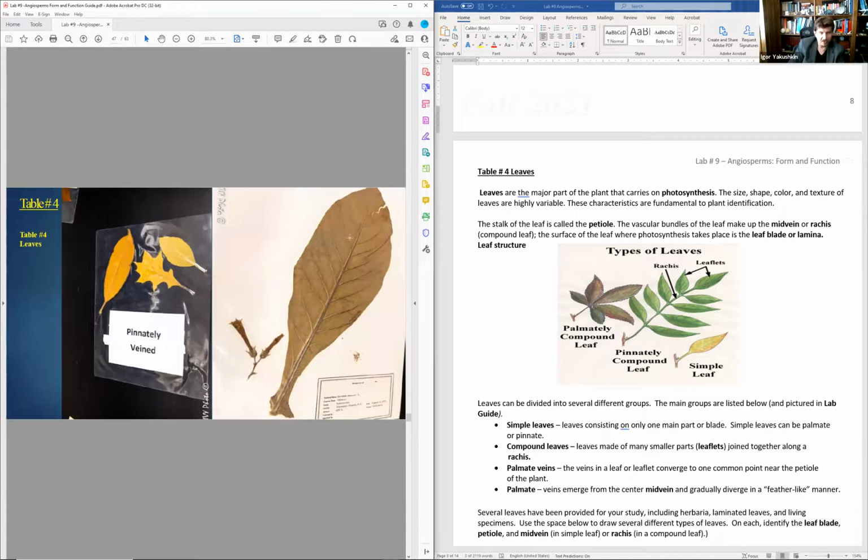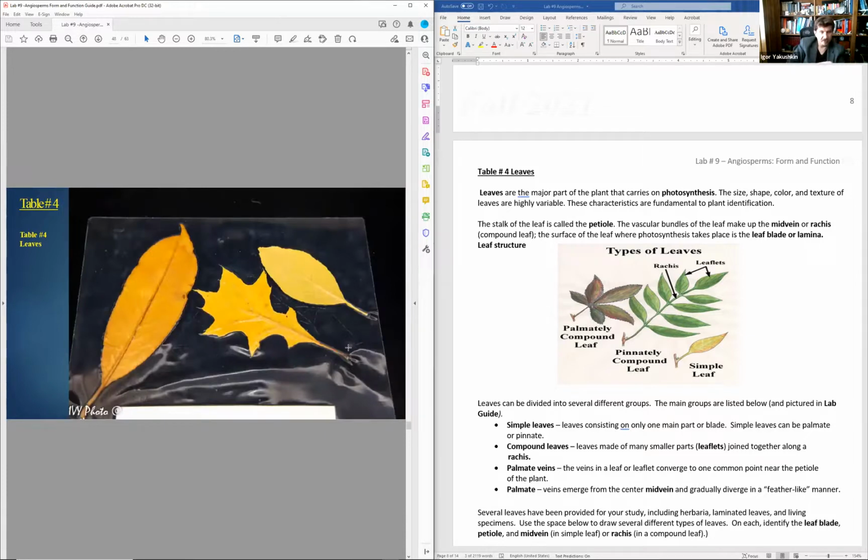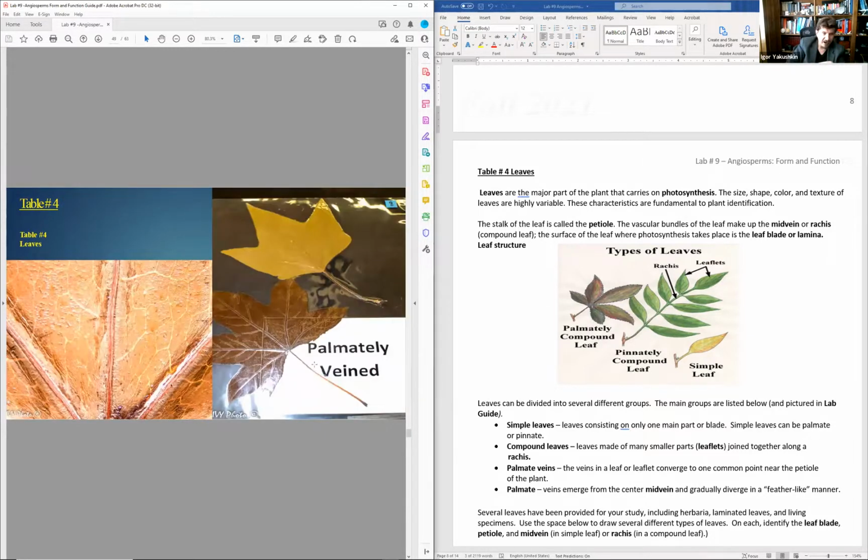So here we're looking at the pinnate venation, right? That's a tobacco leaf. Again, more of the pinnate. And now we're looking at the palmate. The petiole comes in and then spreads into several major veins right here, again, like a palm.